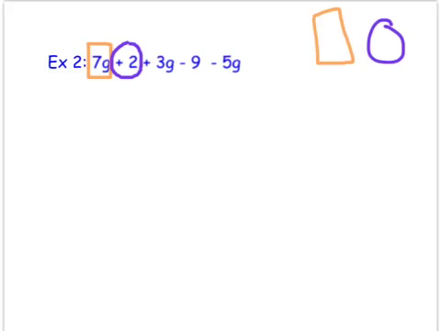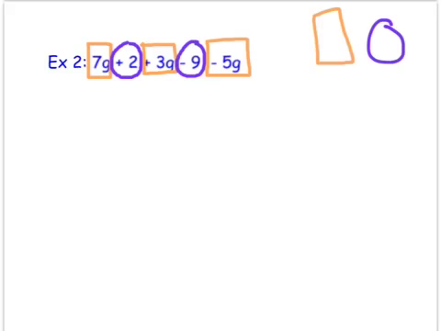Now I'm going to look here. Plus 3G. Well, that's my G, so I know that's an orange box. Box and circle. Box, box. Yeah, y'all get the point. Minus 9, because that and that look the same. And then I've got minus 5G, so that's going to be my orange box.